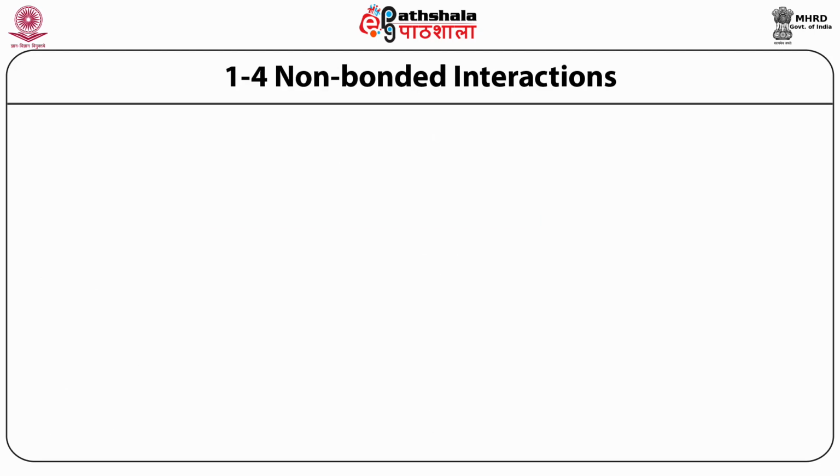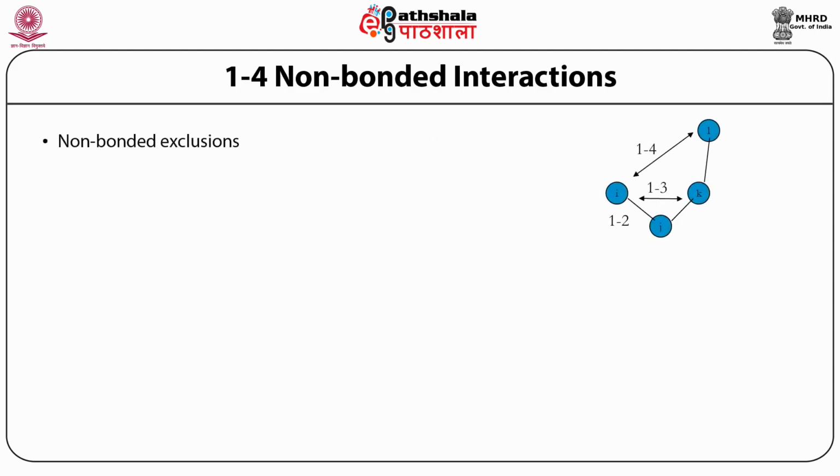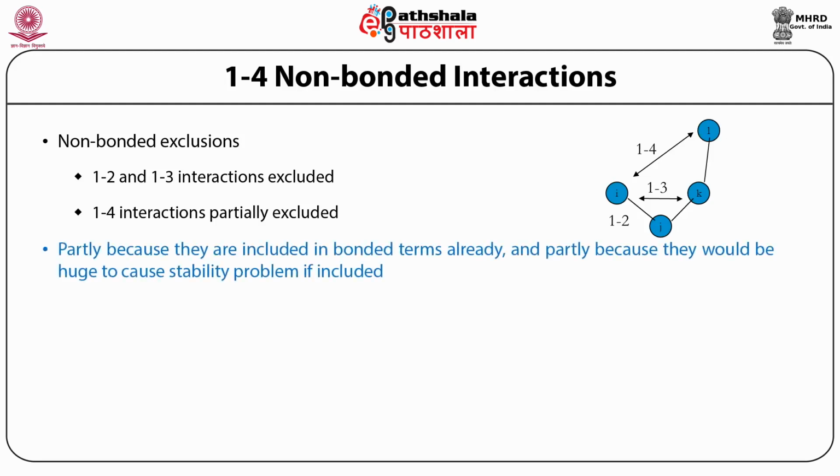Basically, this describes how the non-bonded interactions are taken care of. As you notice, 1-2 and 1-3 interactions are already taken care of by the bonded terms, hence they are excluded here. However, 1-4 interaction does come in the torsion as well as in the van der Waals potentials. Hence, because they are included, they are also partly included in the torsion angle.